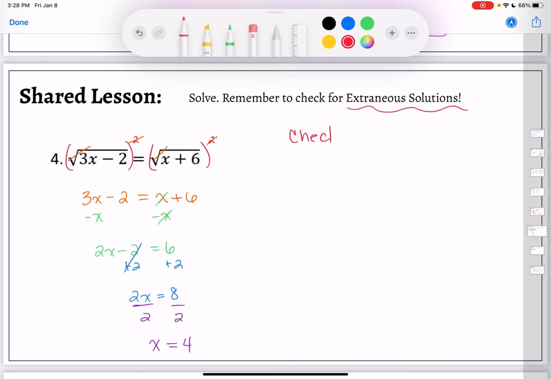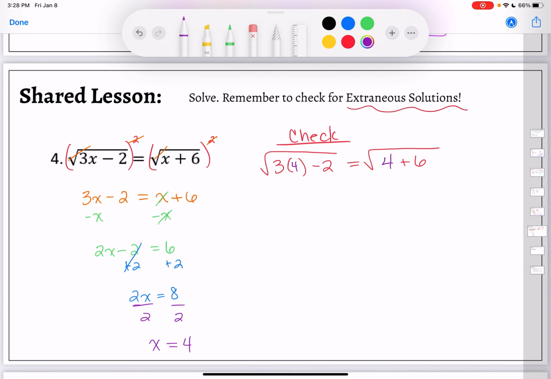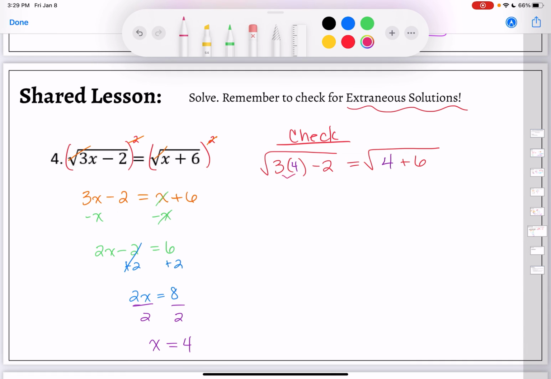Here's my check. I'm going to take my original equation, 3 times 4, right? Plugging in that x, minus 2 is inside the first radical on the left. On the radical on the right, I will have 4 plus 6 on the inside. Okay, and again, don't solve here, just do your order of operations. So let's see, I'm going to do 3 times 4 on the left, so I'll get radical of 12 minus 2. I'm going to do 4 plus 6 on the right, so I'll have radical 10 on the right.